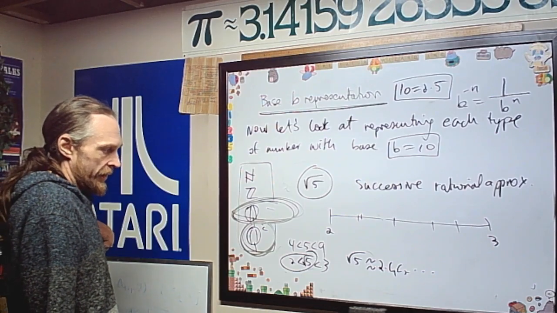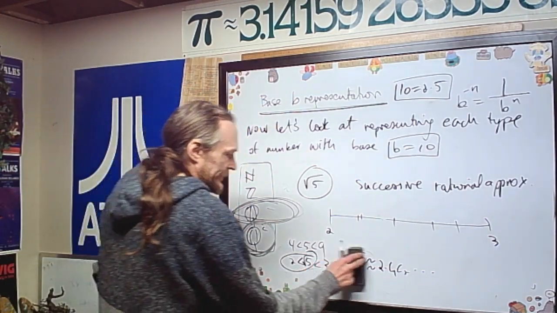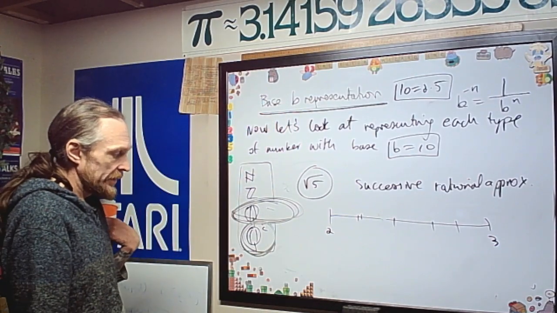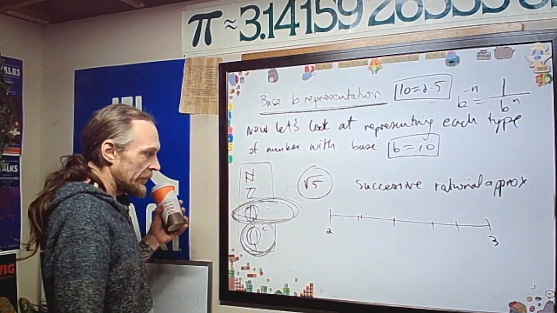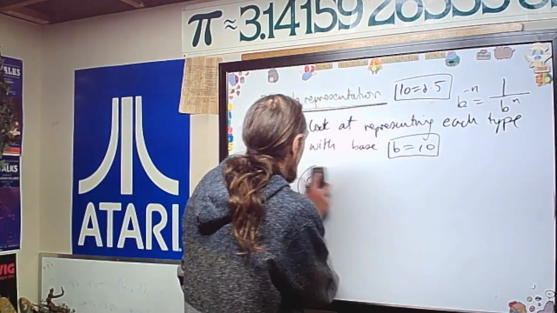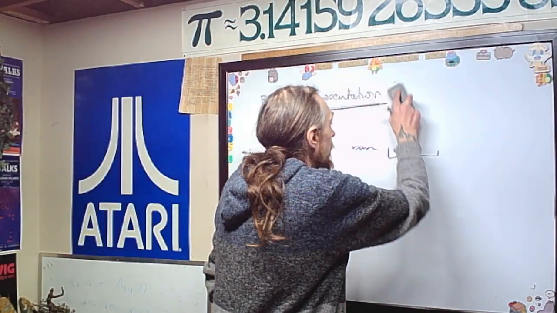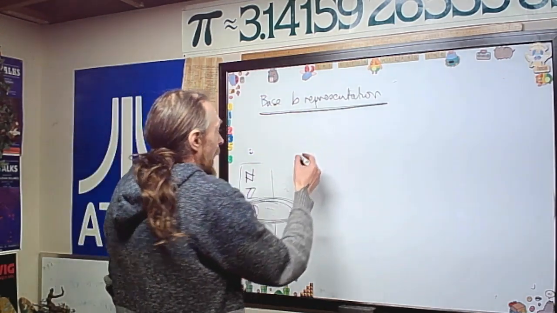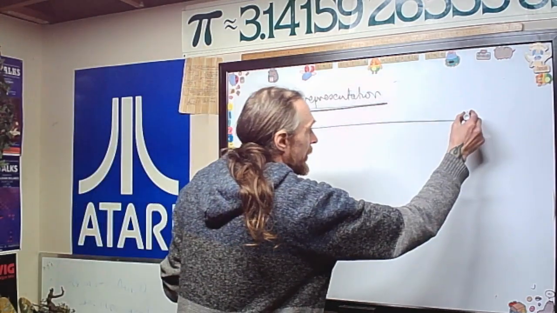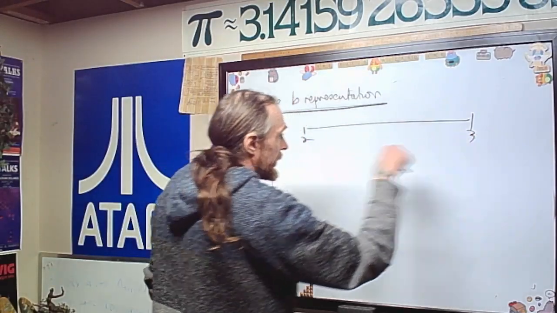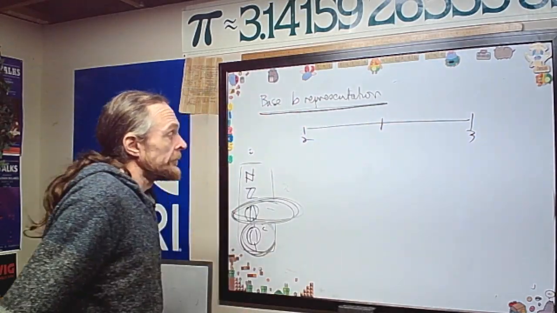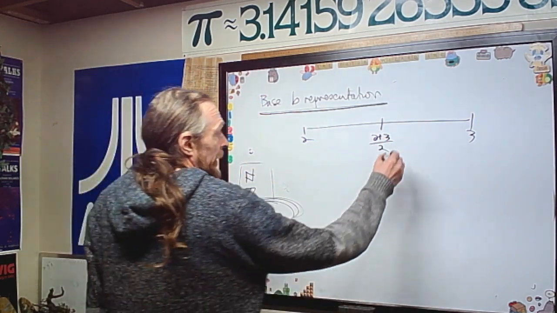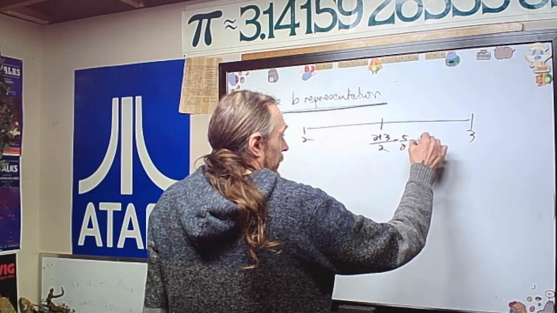Let's try it. Our first guess is that we're between 2 and 3 from that square root business. Now what the Babylonian method is going to do is successively try to get us closer to that. Let's redraw that. I have 2 and 3, and I'm going to take the average, or the midpoint, and that's 2 plus 3 over 2, which is 5 over 2, which is 2.5.